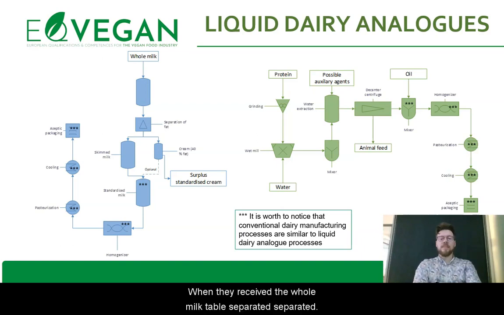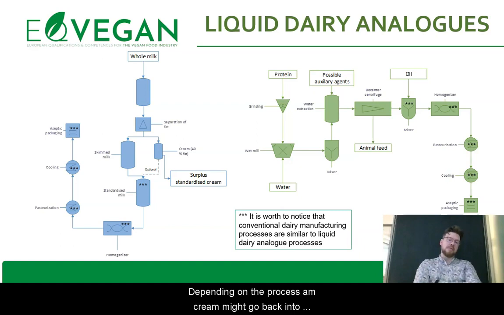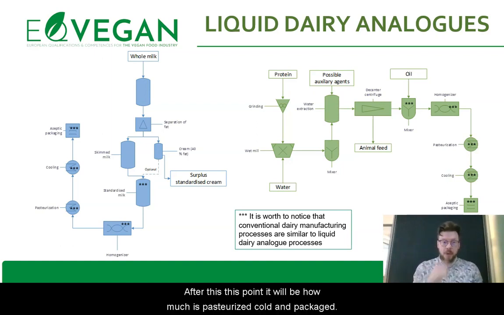For milk, when the dairy receives the whole milk, they will separate the fat from it, and they will have two tanks. One will have skimmed milk, and the other will have cream. And these will be standardized. Depending on the process, some of the cream might go back into the milk or the fat back into the milk, but this is dependent on the dairy. After this point, it will be homogenized, pasteurized, cooled, and packaged.